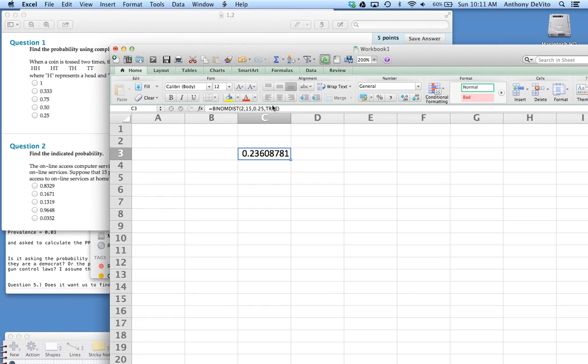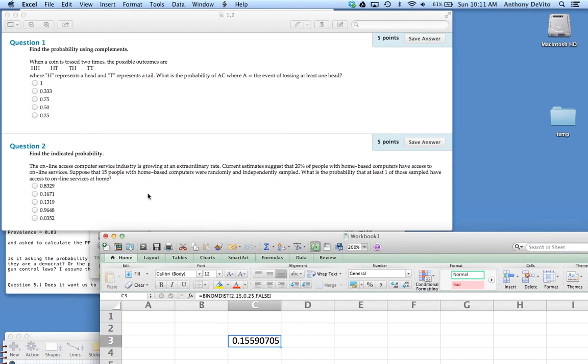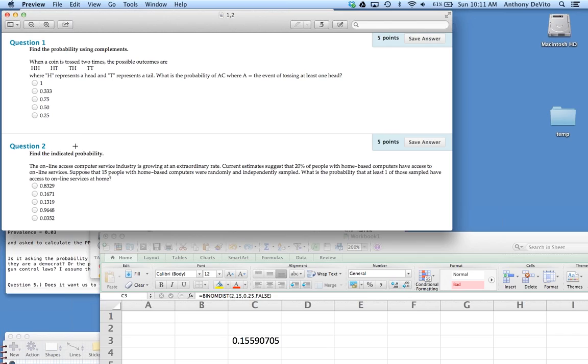So remember, if I had said false there, that would have given me the probability only for exactly 2 out of 15 people having online services out of this population. Okay, so it's not really all that complicated. You just have to, again, that's exactly what I was talking about. You have to read this problem and you have to recognize it as a binomial problem.